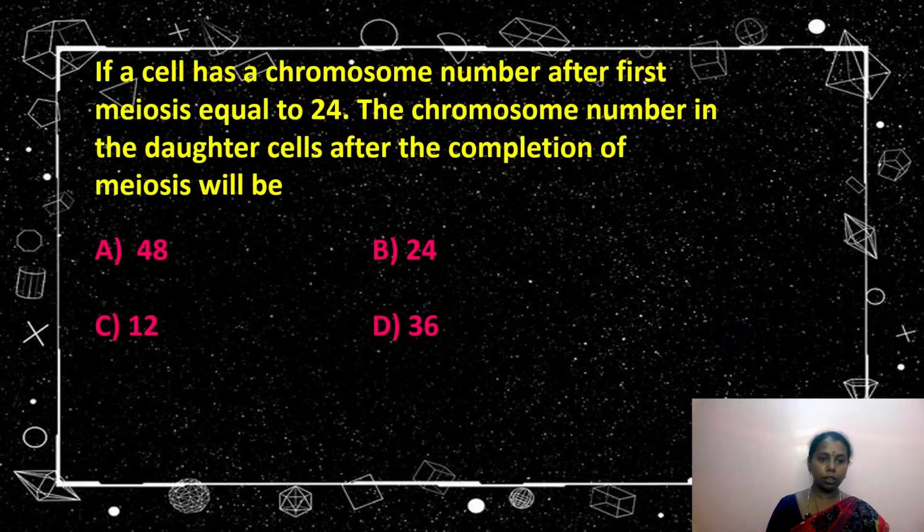Now, next question, again a little logical question we are going to attend. Yes, what does that question say? If a cell has a chromosome number after first meiosis equal to 24, the chromosome number of the daughter cell after the completion of meiosis will be dash.